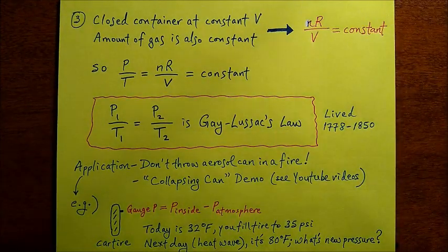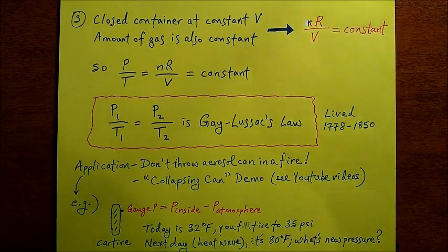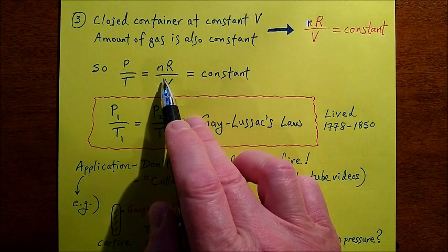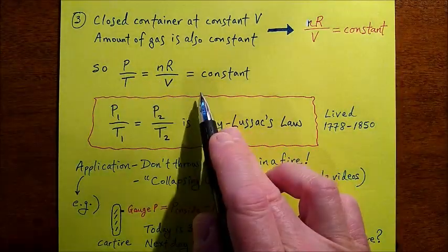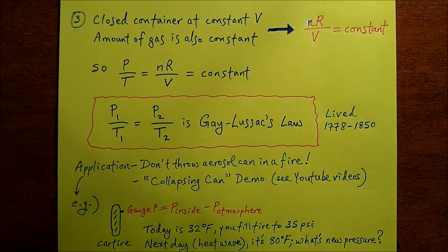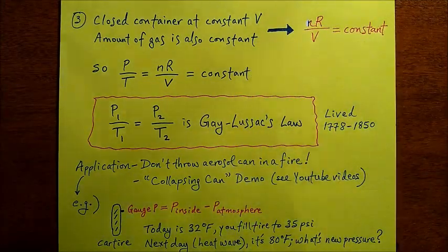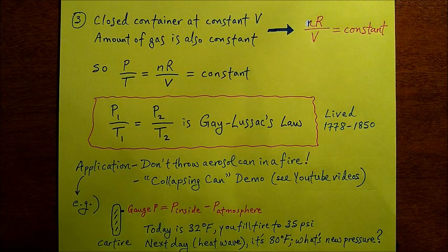So this is a closed container again, but now we're at constant volume, and the amount of gas is constant. So now we've had a situation where temperature is constant, pressure was constant, now volume is a constant. So if we rearrange PV equals nRT and we put the constants n and V on one side of the equation, and R is a constant, so it's always going to be on that side, we get this situation. Now we have, instead of V over T, P over T is a constant. So that means with constant volume and constant amount of gas, the P over T ratio will always be the same. So P1 over T1 equals P2 over T2. That's called Gay-Lussac's law. He was another French scientist that lived from 1778 to 1850.